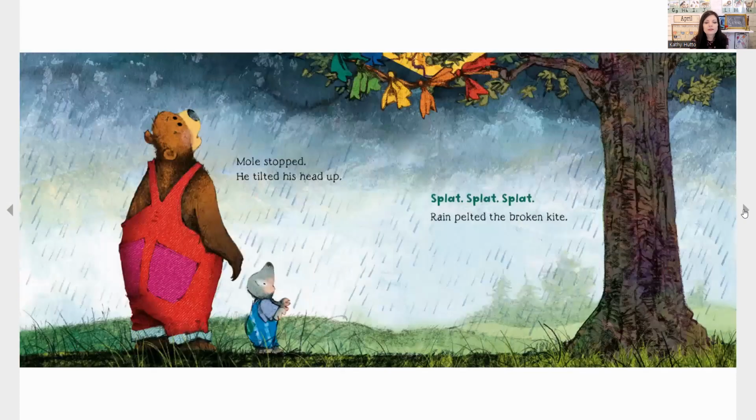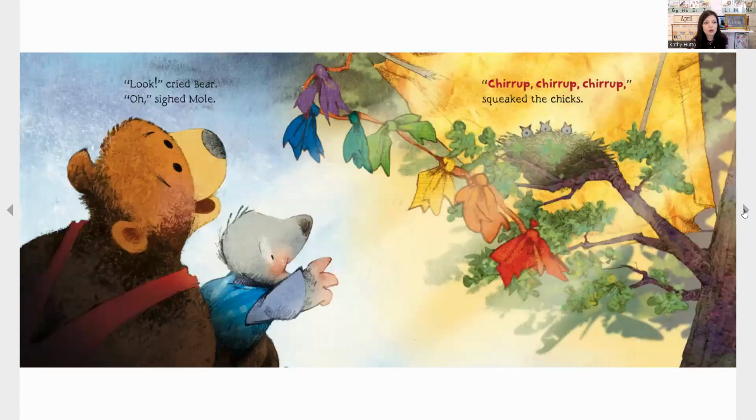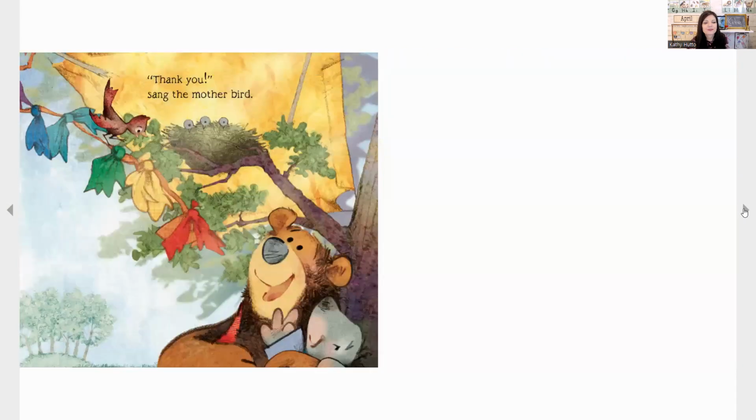Mole stopped. He tilted his head up. Splat, splat, splat. Rain pelted the broken kite. Look, cried Bear. Oh, sighed Mole. Chirrup, chirrup, squeaked the baby chicks. Thank you, sang the mother bird. The end.